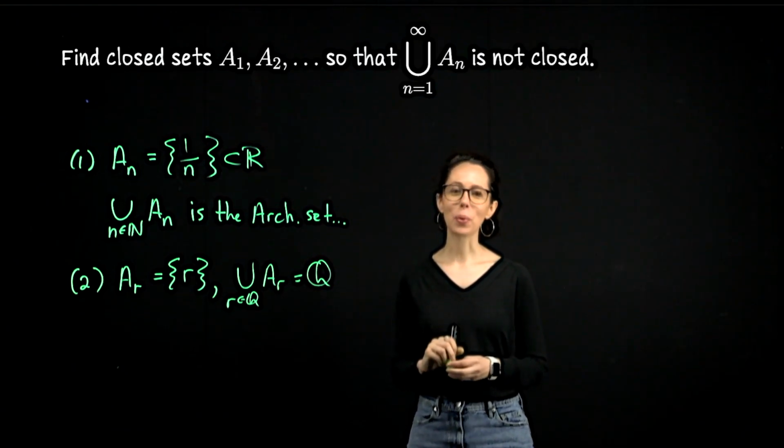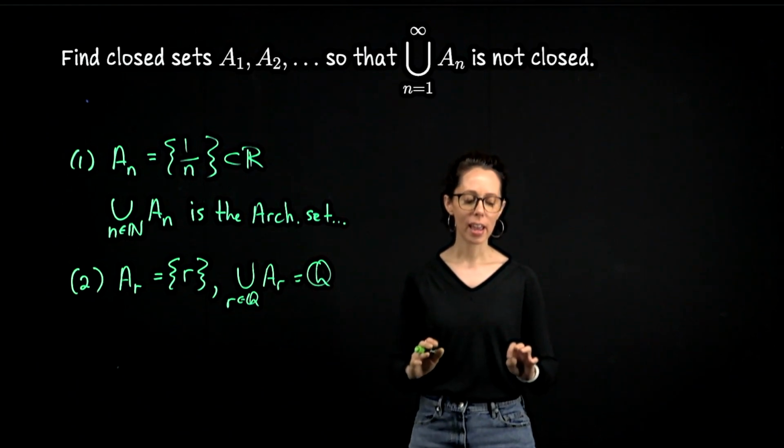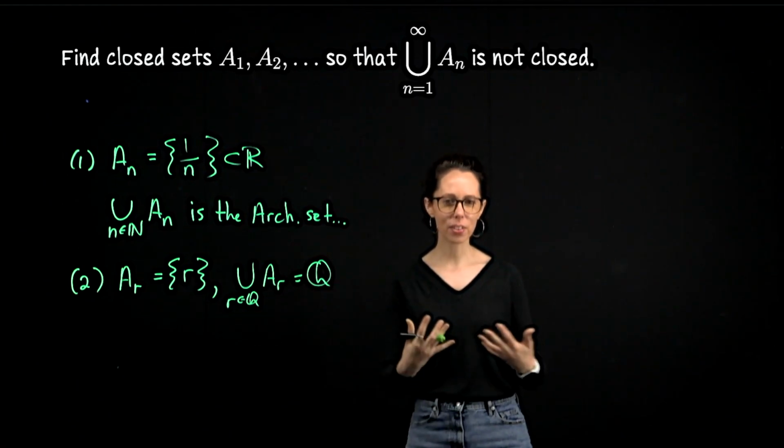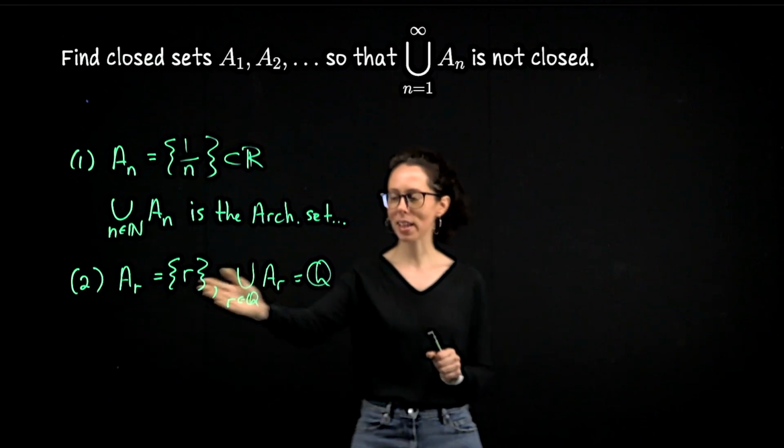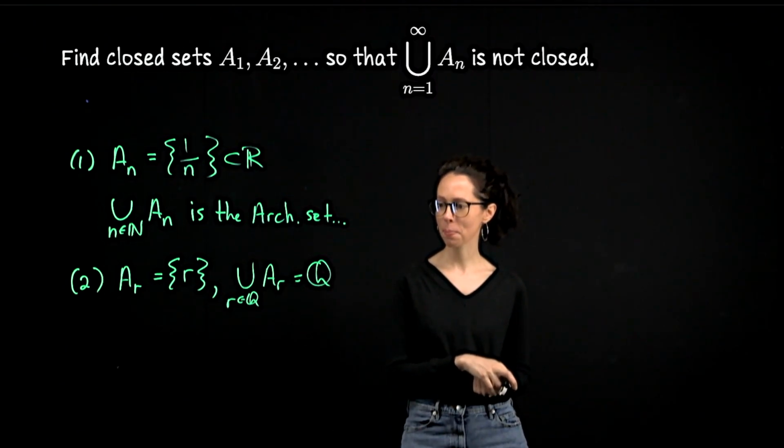So we could think of any not closed subset of R as an infinite union of its individual members, all of which are closed sets in their own right. So that's why it's so easy to create a counterexample to this statement.